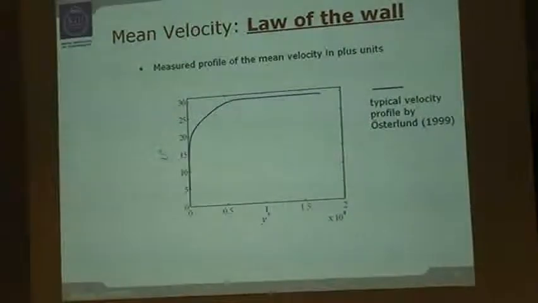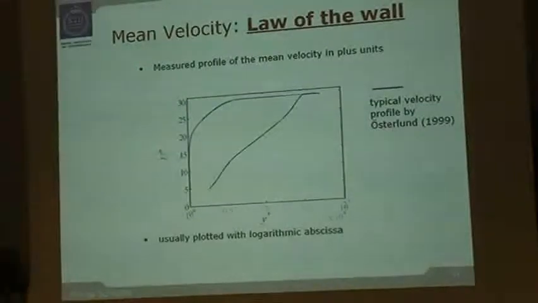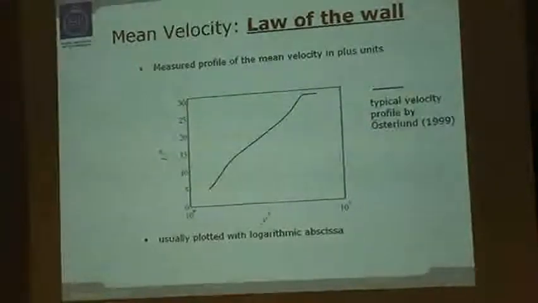The Reynolds number here was maybe around 5,000 to 6,000. Now, the usual way to plot this is in this form where we plot the wall distance in logarithmic form, where we then see this shape. There is the viscous region, the logarithmic region, and then we reach the free stream.